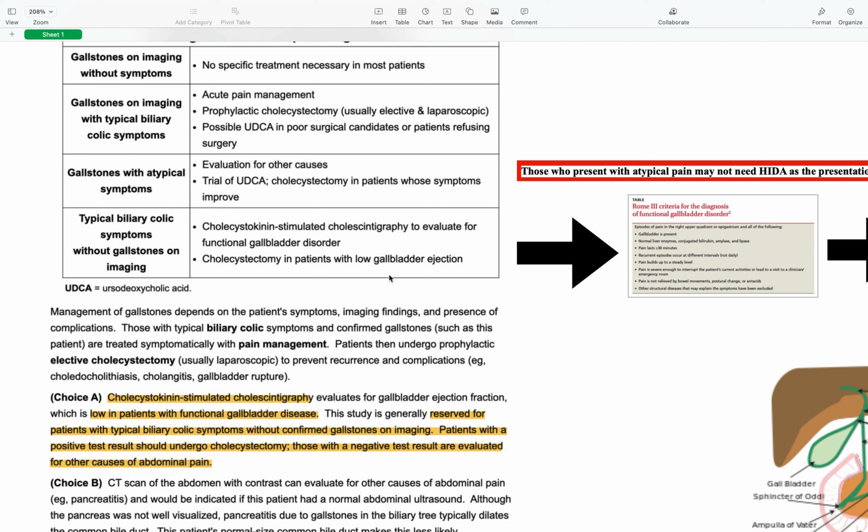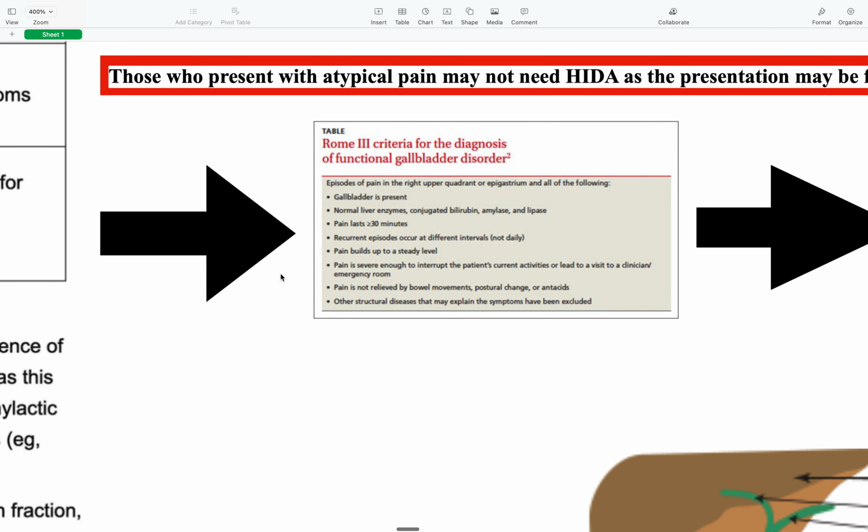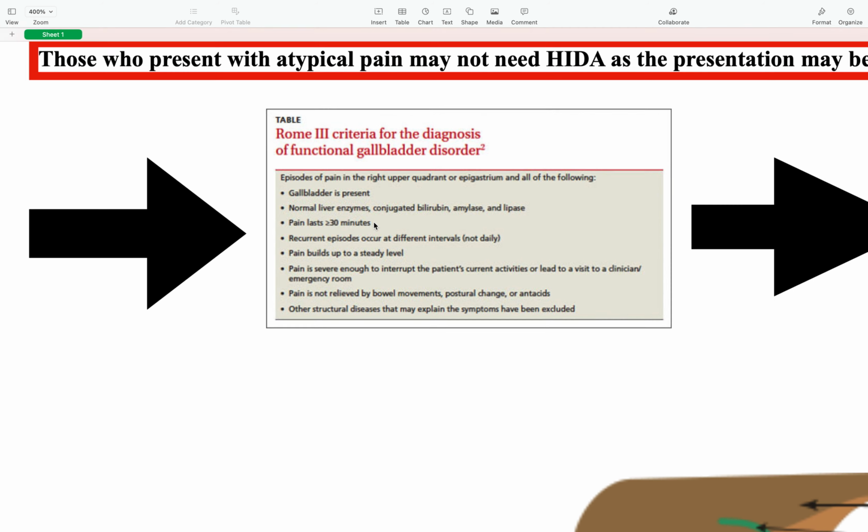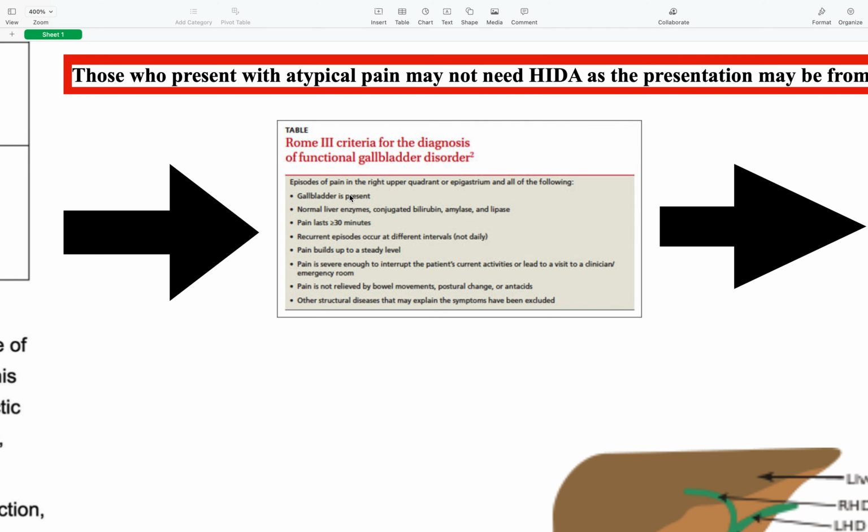Okay, so here is a note on functional gallbladder disorder. Functional gallbladder disorder is diagnosed based on Rome 3 criteria. Okay, so here the patient presents with episodes of pain in the right upper quadrant or epigastrium, and all of the following may be present. Okay, so gallbladder is present, normal liver enzymes, conjugated bilirubin, amylase and lipase, pain which lasts for more than or equal to 30 minutes.